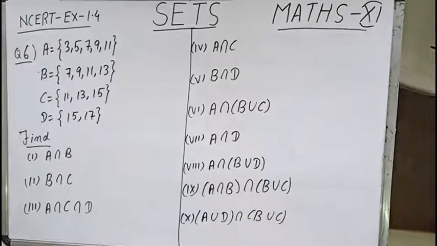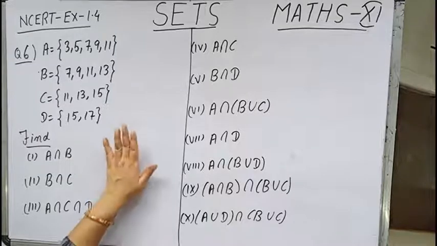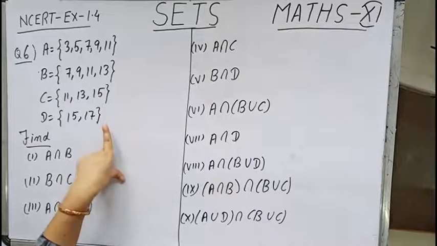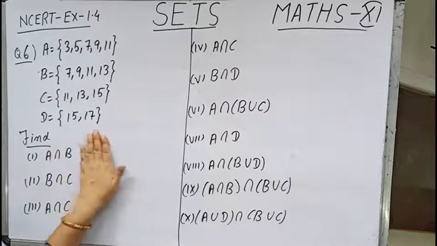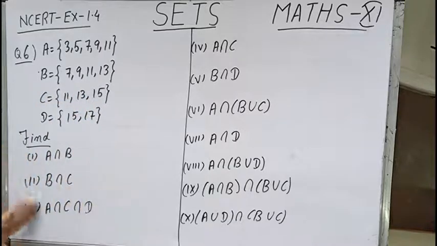Now let us move to question number 6 of exercise 1.4 NCERT. Question number 6 says that there are 4 sets: A equals to this much, B equals to this much, C equals to this much and D equals to this much. We have to find all these things, and the number of subparts is 10.